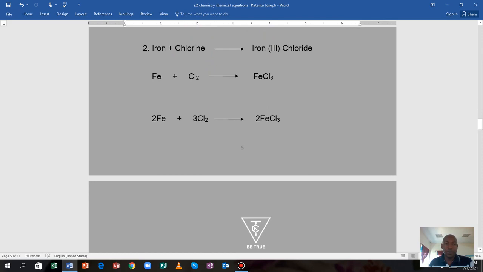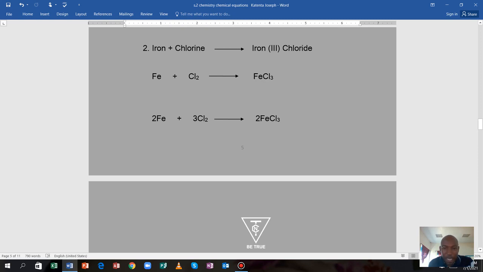Example 2 will be showing the reaction of iron metal with chlorine gas to form iron 3 chloride. Step 1, we write iron, Fe, chlorine gas is Cl2, then to form iron 3 chloride. Then we balance the equation. On the left we have 1 atom of iron, and on the right we have 1 atom of iron. Iron is balanced. Chlorine. On the left we have 2 atoms of chlorine, but on the right we have 3 atoms of chlorine.